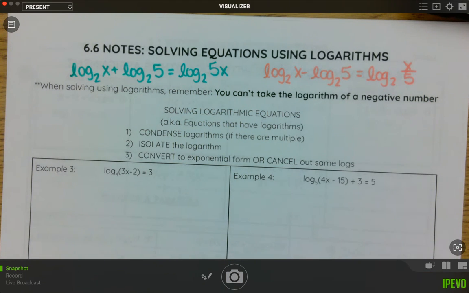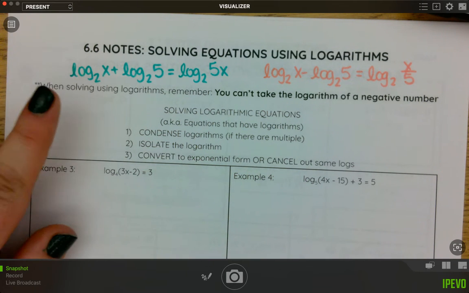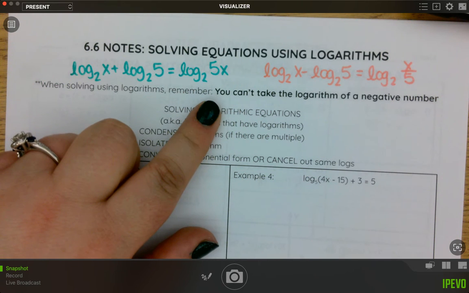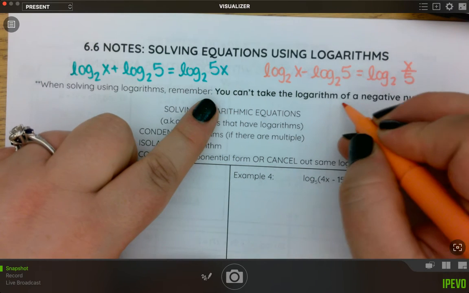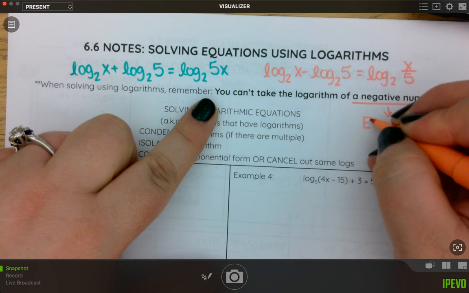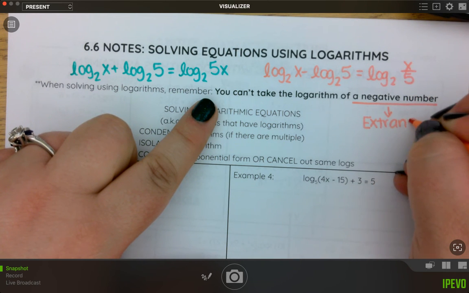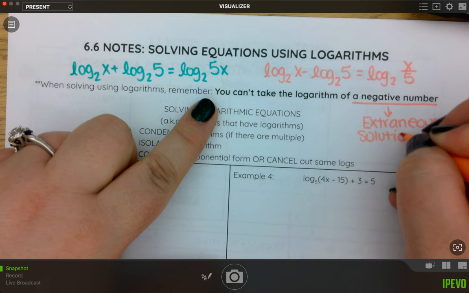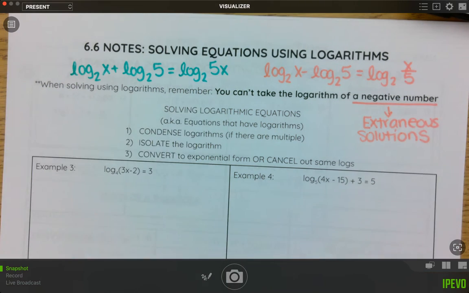And that's just a quick reminder of the log properties because it's been a little while since we've talked about them. Last thing is, when you are solving using logarithms, remember that you cannot take the logarithm of a negative number. If this happens, that is called an extraneous solution. And I'm going to talk about that as we go through each example.